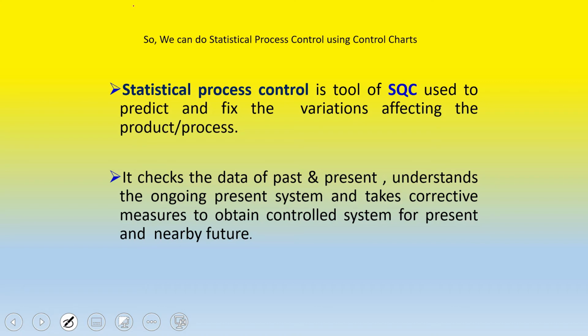Statistical process control is a tool of SQC, statistical quality control, used to predict and fix the variation affecting the product or processes. It checks the data of the past and present, understands the ongoing present system, and also takes corrective measures to obtain a controlled system for the present or nearby future.